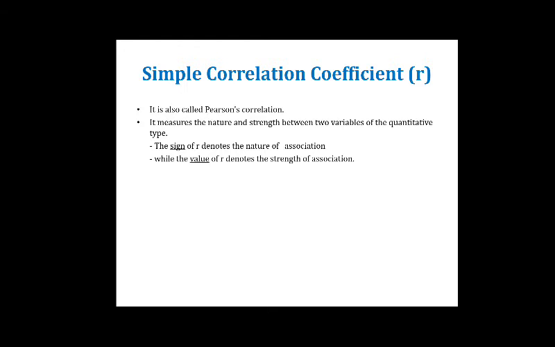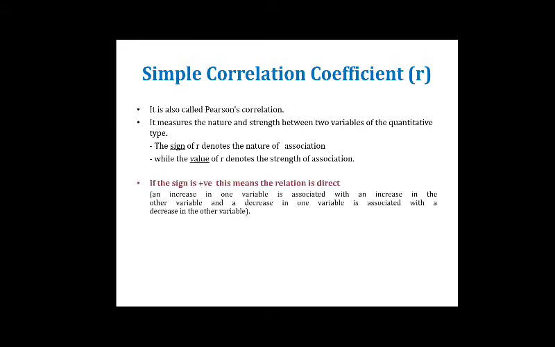Whatever answer you get, the sign of your answer denotes the nature of association, meaning which kind of nature we have between these two variables, and the value shows the strength of the association, whether it is a strong or weak association. We find this with the simple correlation coefficient, or you can say the Pearson correlation.